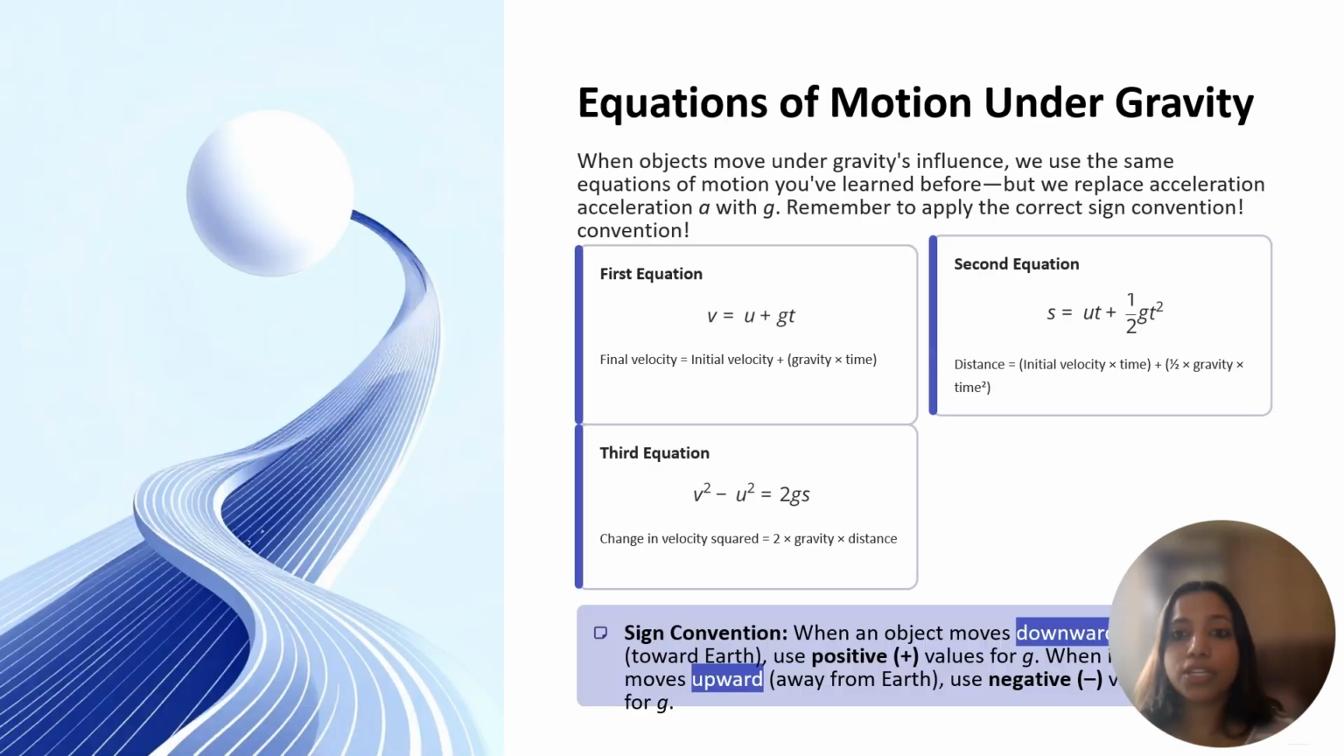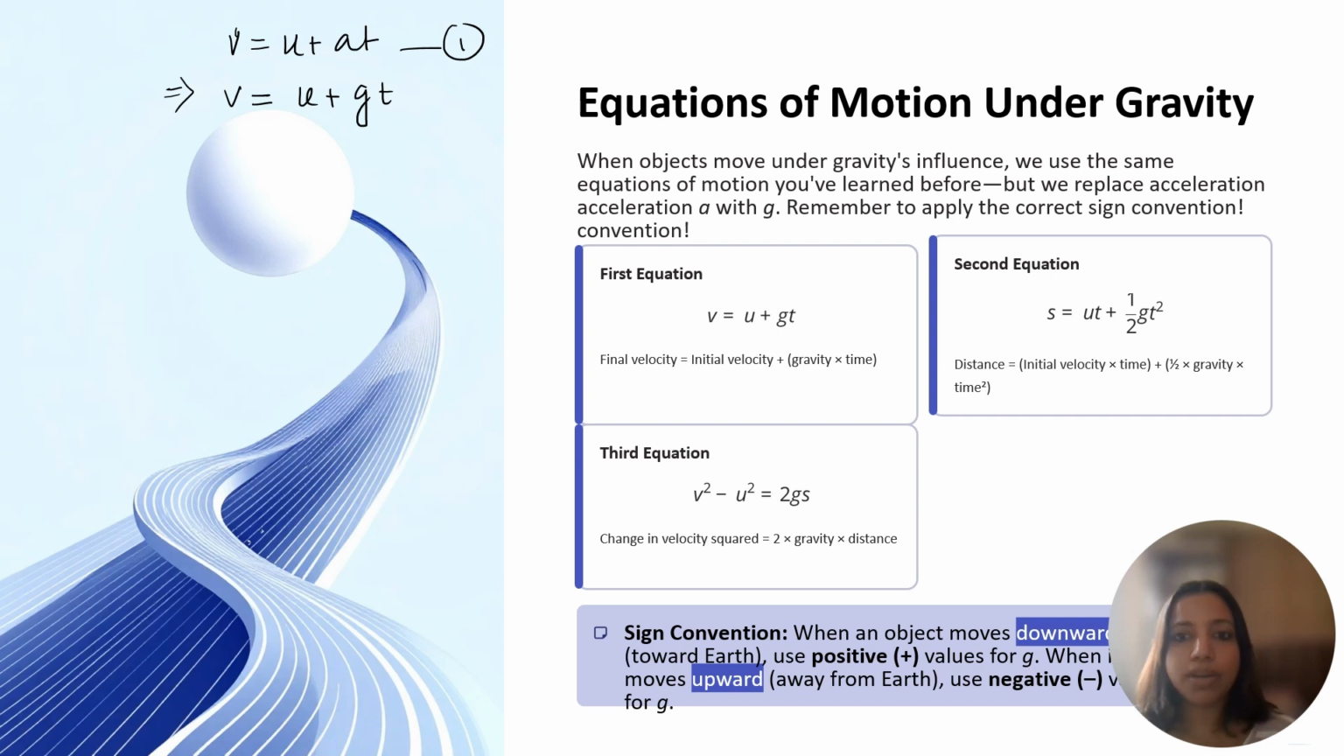Now we're going to see the equations of motion under gravity. When objects move under gravity's influence, we use the same equations of motion that we have learned before. There are three equations of motion. The first equation is v is equal to u plus at, where v is the final velocity, u is the initial velocity, a is the acceleration, and t is time. Since we are talking about acceleration due to gravity, we just replace a by g. Then we get the equation v is equal to u plus gt.